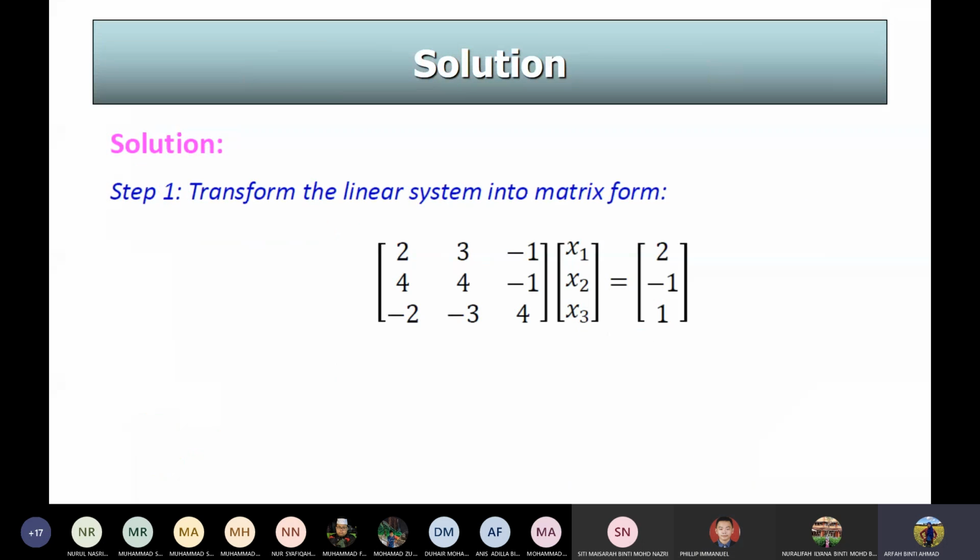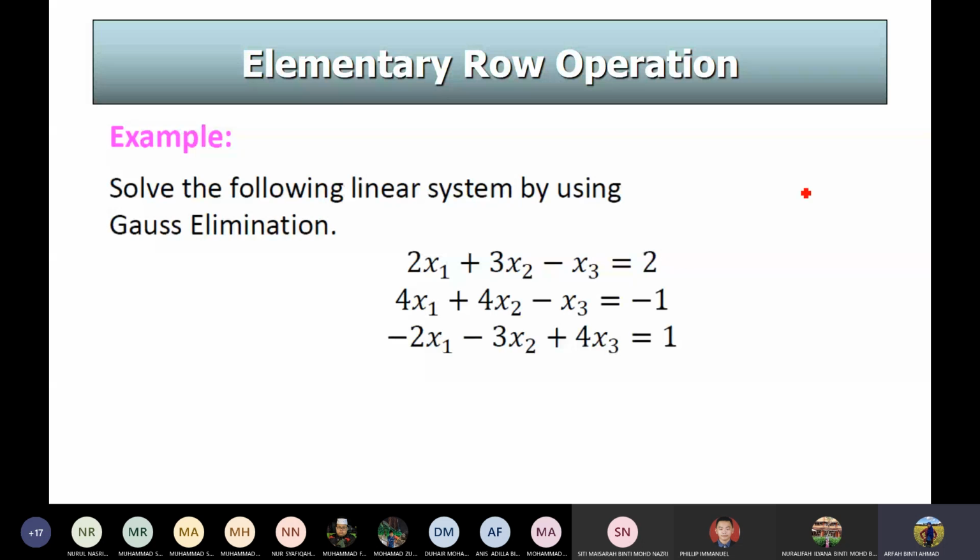Okay, let's say we have this example. Solve the following linear system by using Gauss elimination. Dalam slide yang saya bagi awak tu ada jawapan? Tak ada. Okay, tak ada. So, salin soalan ni, we will solve the question together. Saya tunjukkan macam mana nak selesaikan menggunakan Gauss elimination. You copy the question first and then we will solve this one together.